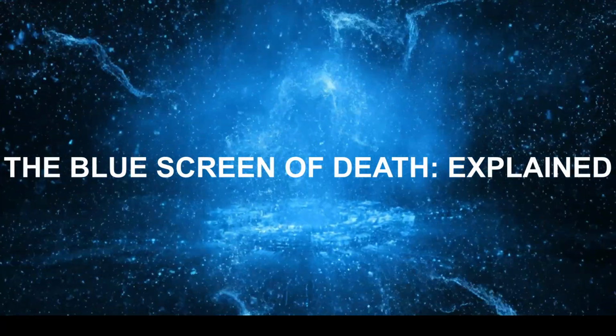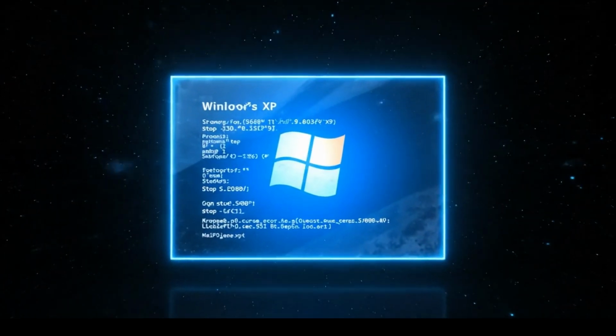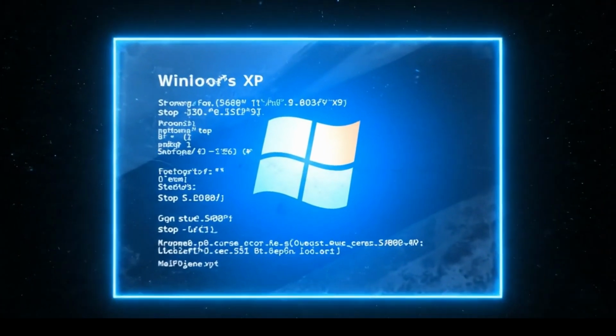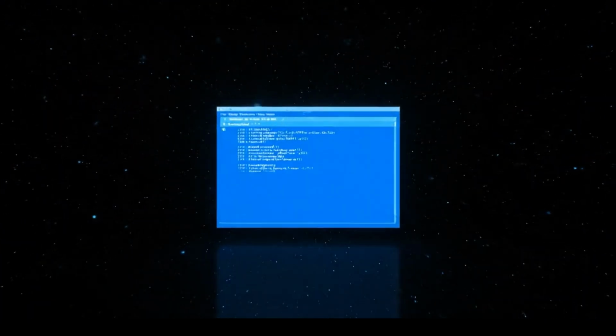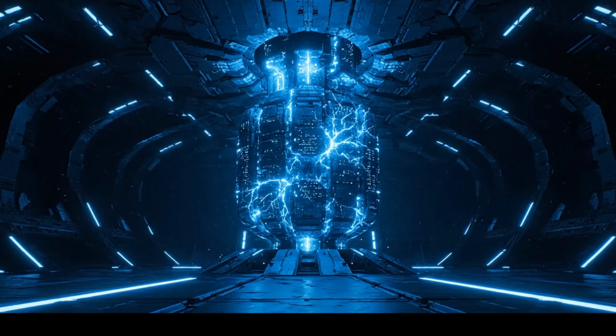To understand why, we need to look at where it came from. Early blue screens in the 90s were often just simple error messages, but the true blue screen of death as we know it today arrived with more advanced operating systems like Windows XP. It was designed as a safe crash for a specific, catastrophic event, a kernel panic.